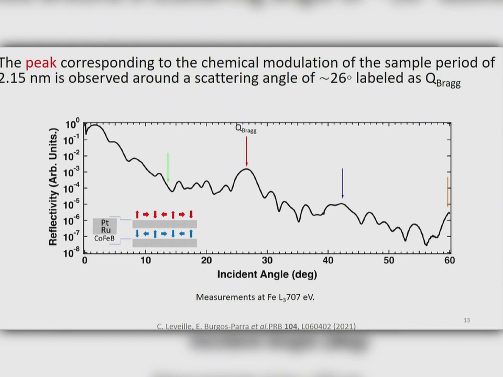reflection as an angular dependence, and the Bragg angle, which is where you have this constructive interference between the magnetic layers, in this case is given by the period of the chemical composition of the layer, which is 2.15 nanometers, and it's at 26 degrees. Okay, so let's go there, let's see what we are seeing.